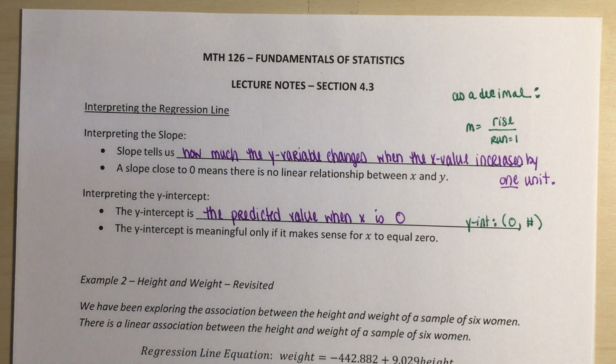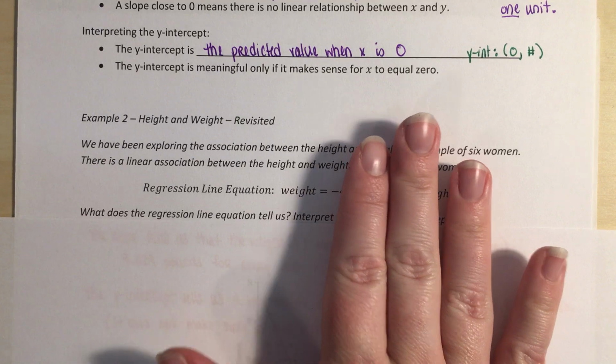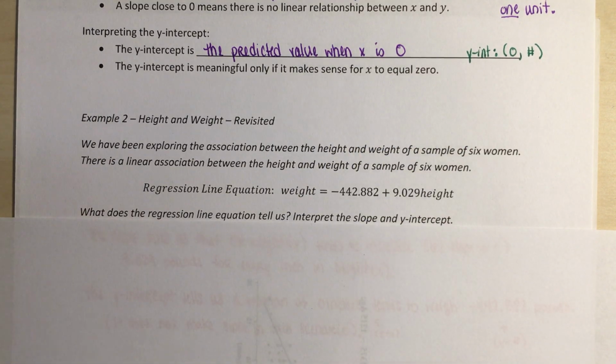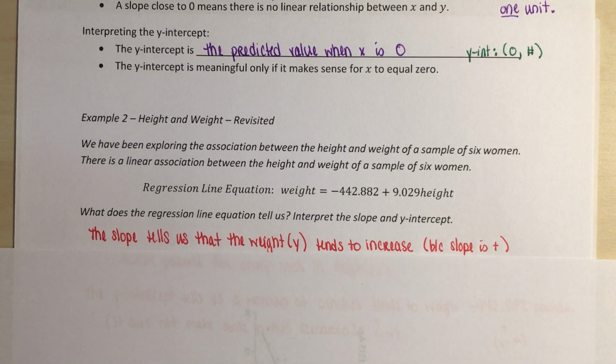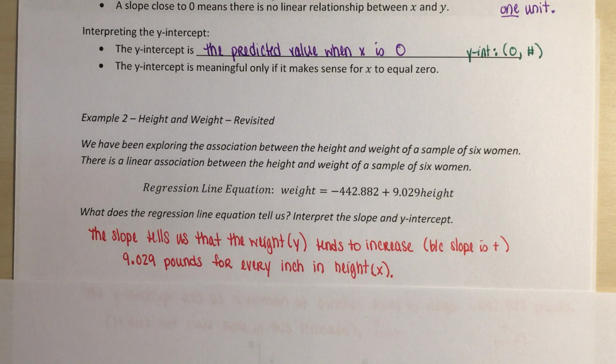Right. So we're going to go back to our height and weight example that we've been looking at in the last couple of sections, and we're going to talk a little bit about this equation. So the regression line equation that we get: weight equals negative 442.882 plus 9.029 times height. What does the regression line equation tell us? Interpret the slope and the y-intercept. So we'll start with the slope.